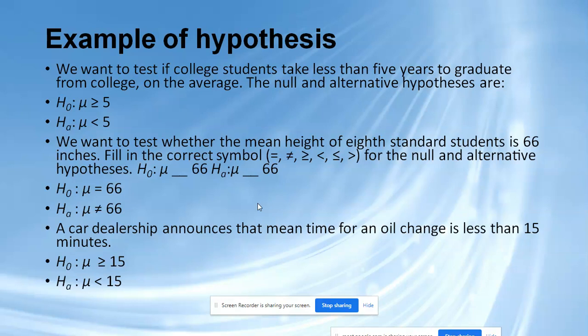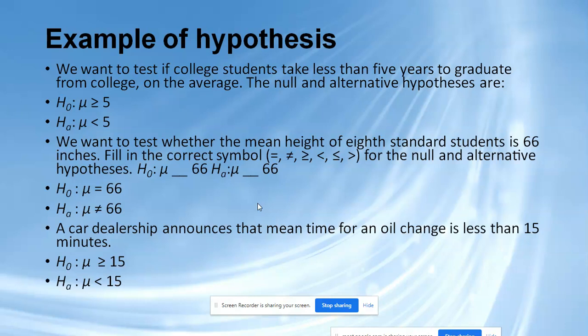Okay, and opposite of it is H naught, that is mu is equal to 5 years. So that is how we define null and alternate hypothesis.